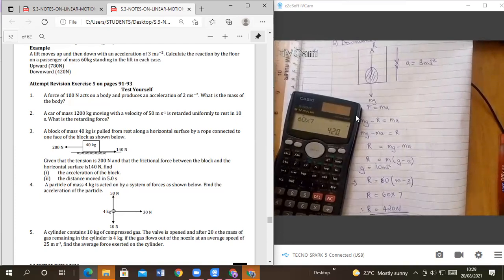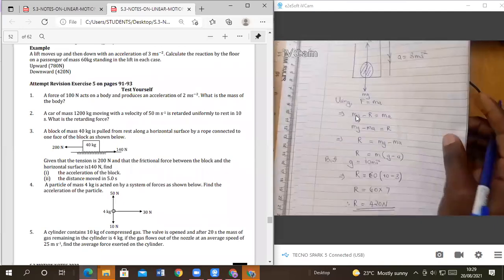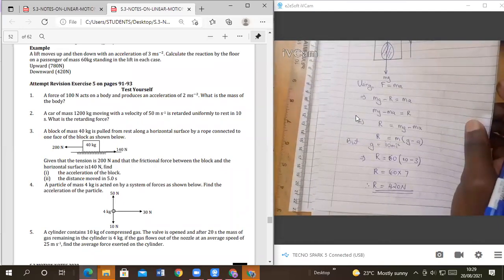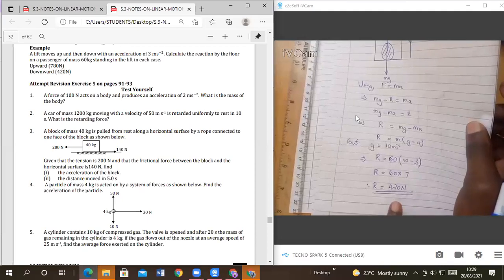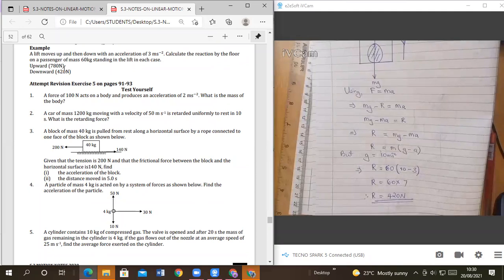So you can see clearly from those calculations that when a lift is moving downwards, the person feels lighter. The person feels what? Lighter. This one is only 420 newtons. But when it was moving upward, the reaction was 780 newtons. So that clearly shows that when the lift is moving up, the person feels heavier, but when it is moving down, the person feels lighter. Are you together, students? Yes.